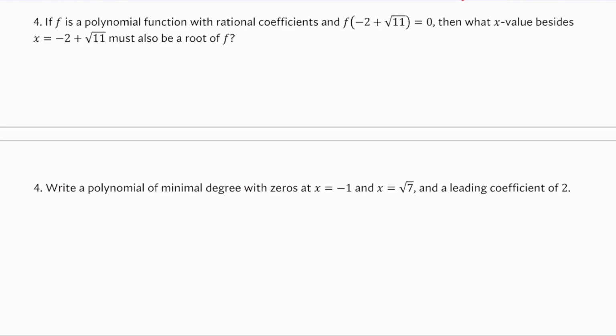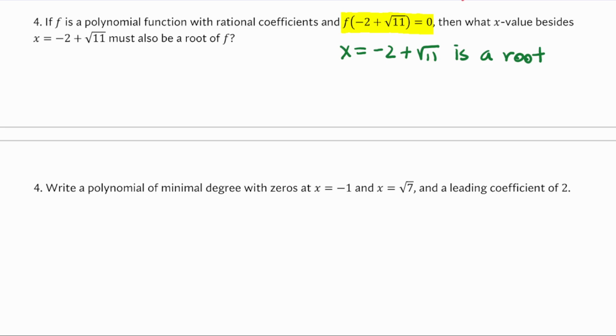Number 4 says, okay, f is a polynomial function with rational coefficients. So that theorem about irrational roots will apply. f of negative 2 plus the square root of 11 is 0. Just to unpackage that statement, that means that x equals negative 2 plus the square root of 11 is a root of f. I know it says it implies it later, but I just want to be really explicit about that.